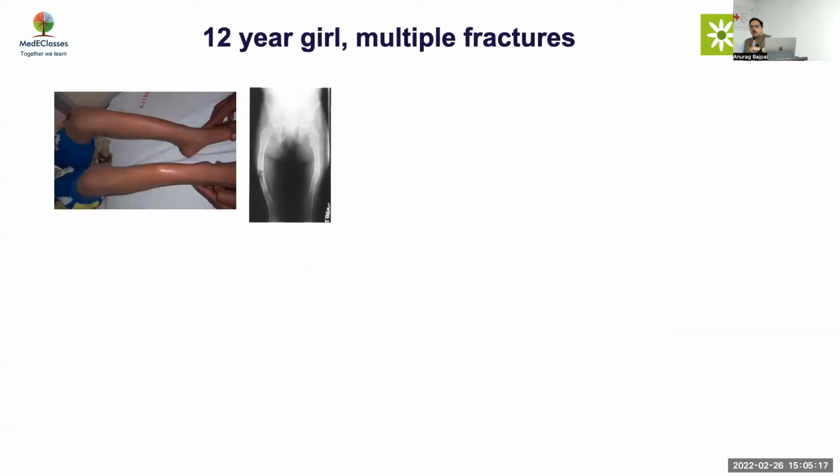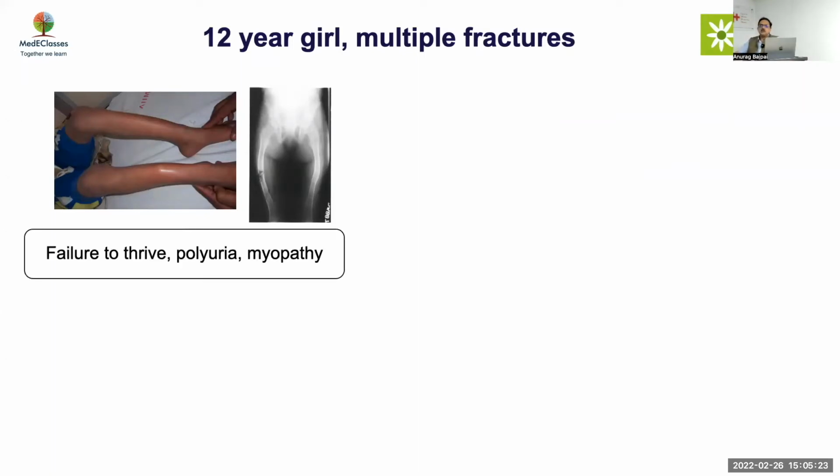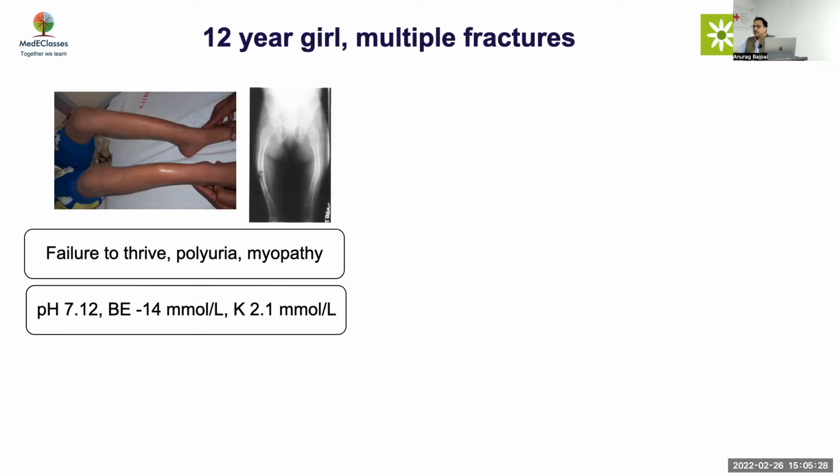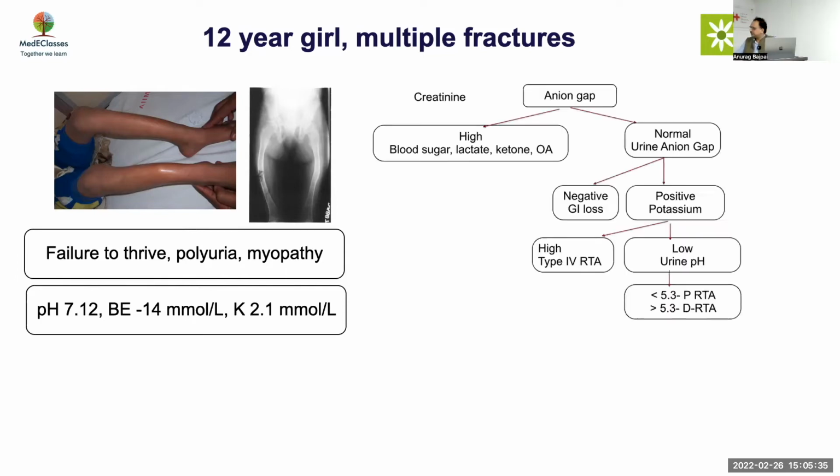Now, Dr. Vibha, 12-year-old girl with multiple fractures, as you can see. And along with that, she had failure to thrive, polyuria, myopathy, early onset. There is significant metabolic acidosis. Bicarb is low and base excess is minus 14. There is hypokalemia at presentation.